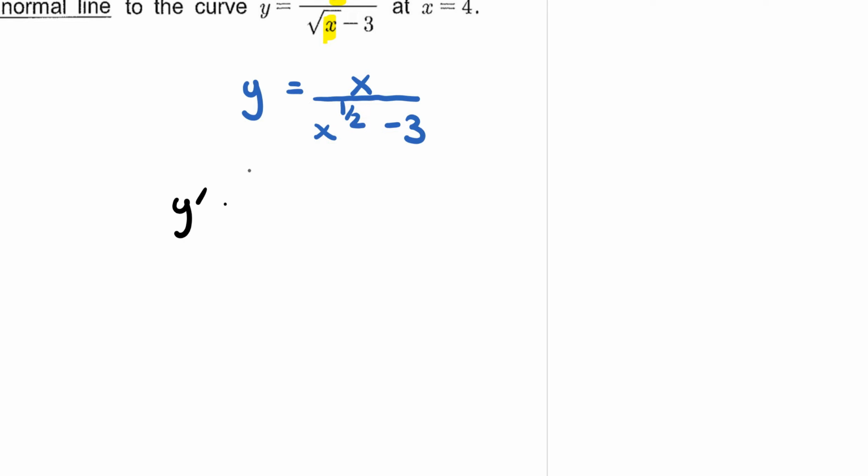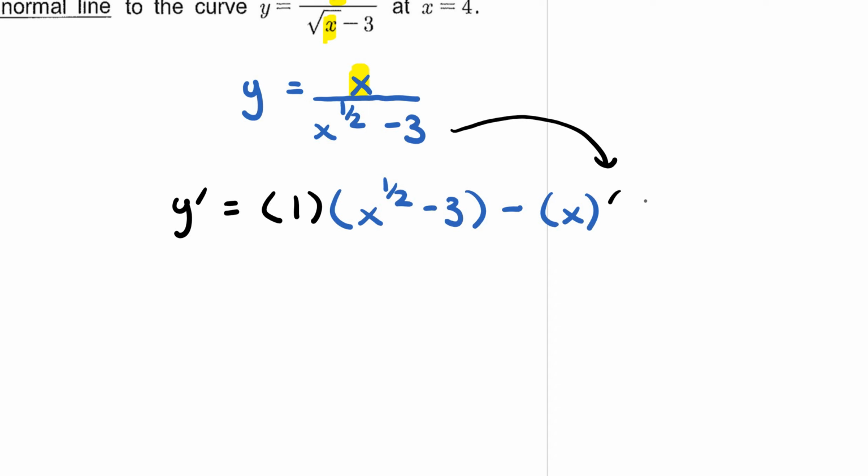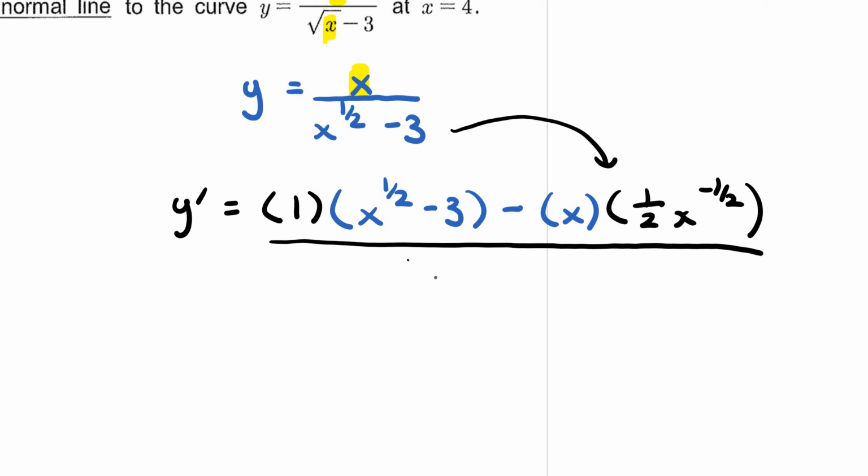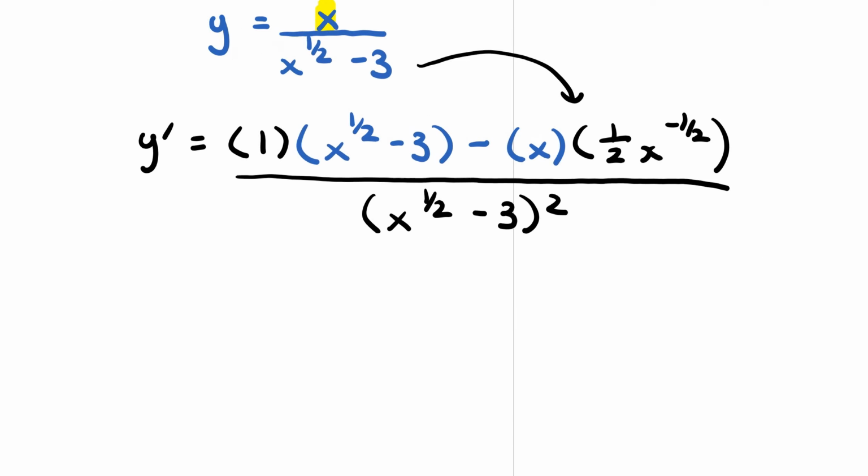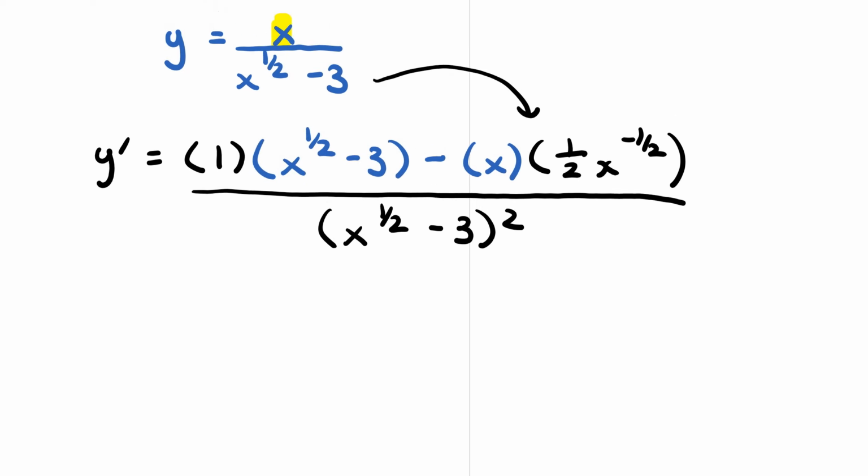So y prime, using the quotient rule: the derivative of the top, the derivative of x, is going to be 1. And then we multiply by the bottom, which is x to the power of 1 half minus 3. Minus the top, which is x, and then we take the derivative of the bottom, which is 1 half x to the power of negative 1 half. Close the bracket, all divided by the denominator, x to the power of 1 half minus 3, to the power of 2. Then we need to find the derivative when x equals 4.